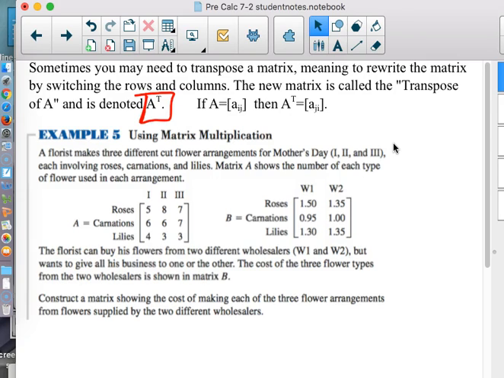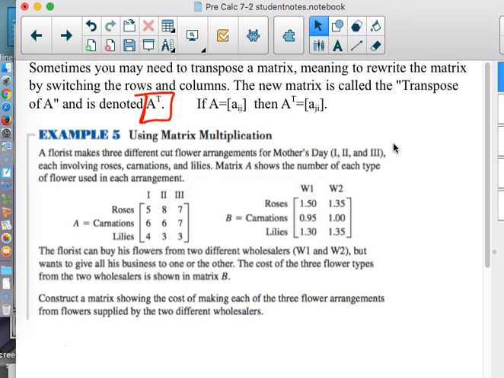Now, this little matrix over here says the florist can buy their flowers from 2 different wholesalers, wholesaler 1 and wholesaler 2, but wants to give all his business to one or the other. And if the flowers look the same, they're going to want to go with the cheaper one. So the cost of the 3 flower types from those 2 wholesalers is shown in matrix B. So wholesaler 1 for roses, carnations, and lilies, and wholesaler 2, roses, carnations, and lilies. Like I said, if they look exactly the same and they last about the same length of time, you want to go with the cheaper one if you're the florist.